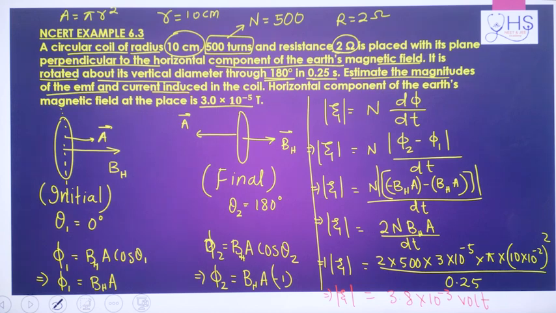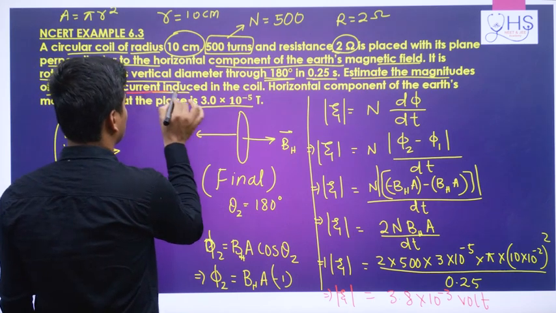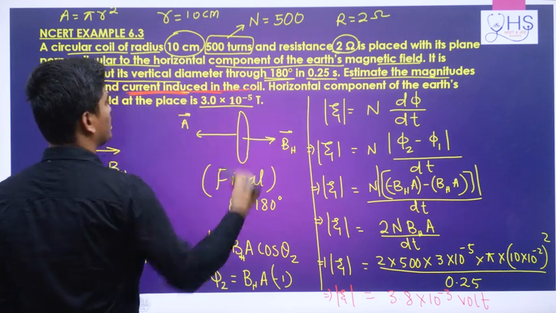That means 10 to the minus 3 volt, which means it is a millivolt. So 3.8 into 1 millivolt, so the millivolt answer is coming. Okay. Now the next thing is to find the magnitude of current induced in the coil.